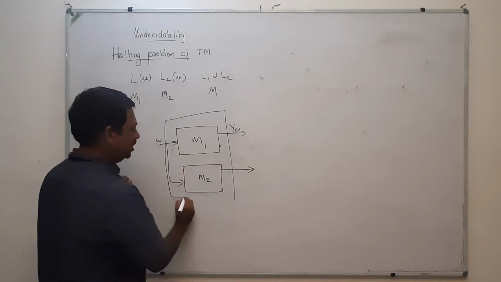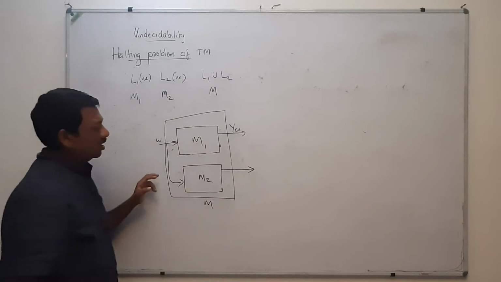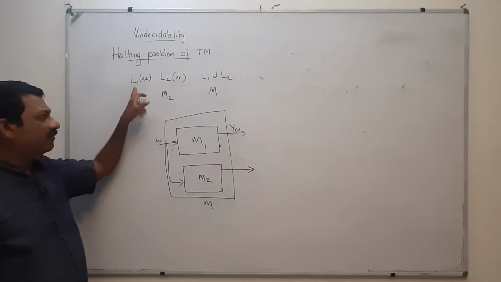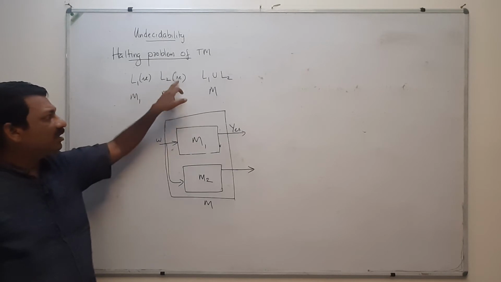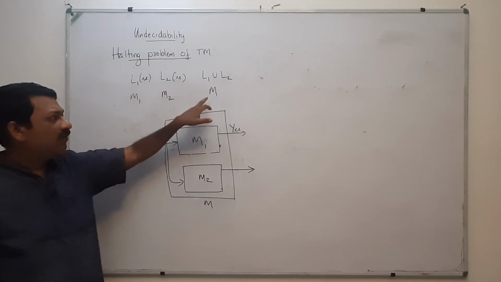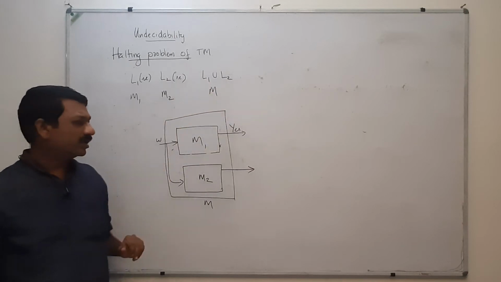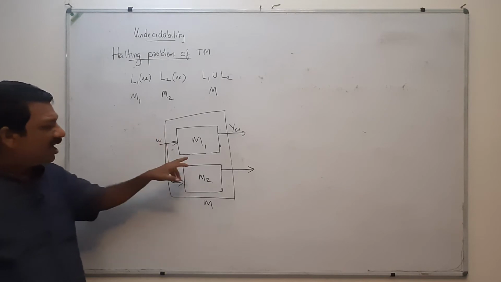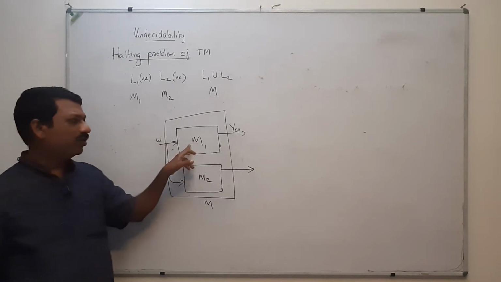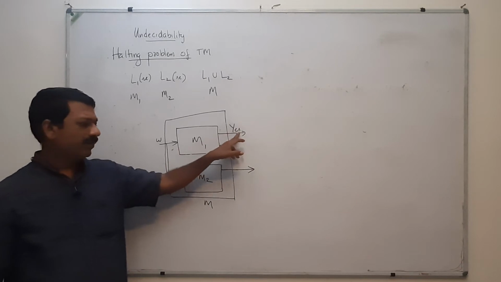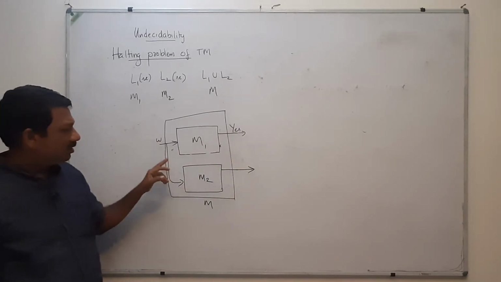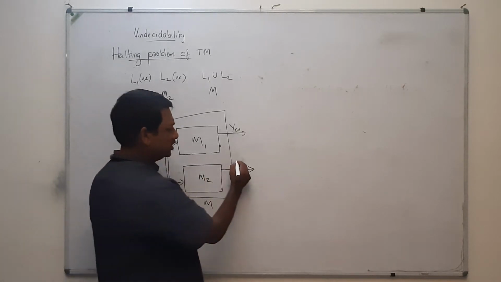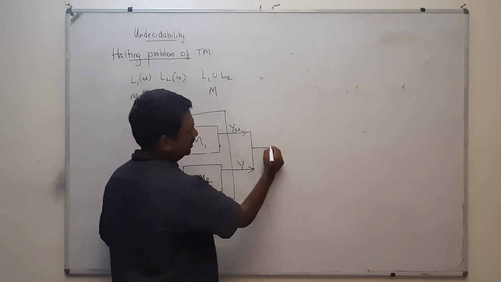Suppose that this is the Turing machine M. Turing machine M1 is accepting recursively enumerable language L1. Turing machine M2 is accepting recursively enumerable language L2, and we are going to check whether L1 union L2 is recursively enumerable. If W is given and we ask M1 whether it is accepted or not, if it is accepted, then yes, and it will check whether W can be accepted by M2. That is also yes, and the result is yes.